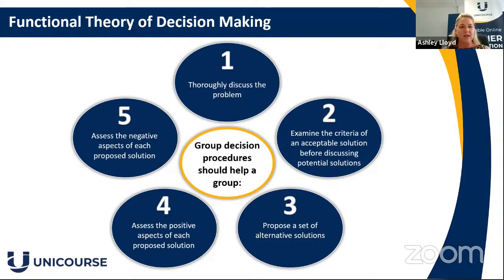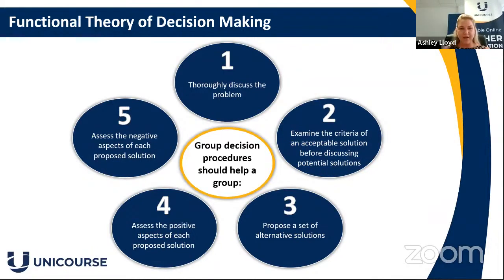Now let's think about the functional theory of decision making. This functional theory of decision making follows a process. It ensures that the group decision has specific procedures to follow. Following those procedures will be really important for us to be able to move forward and take action. You can use these procedures and follow them in a meeting, for example, to make sure that you are flowing through that well.